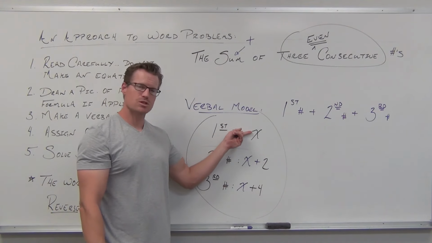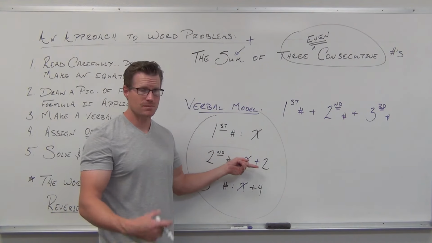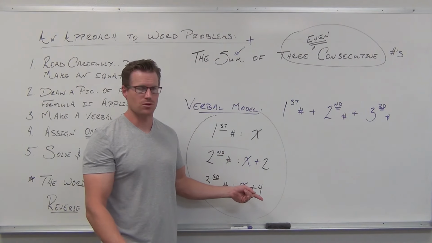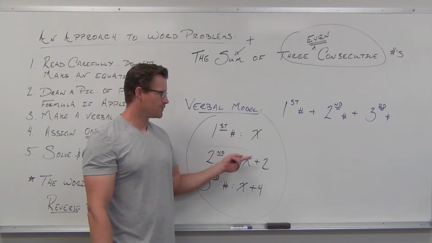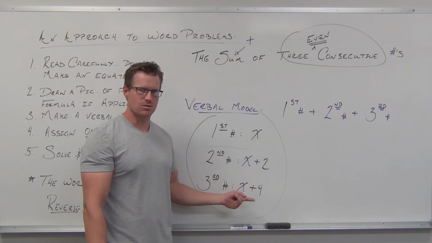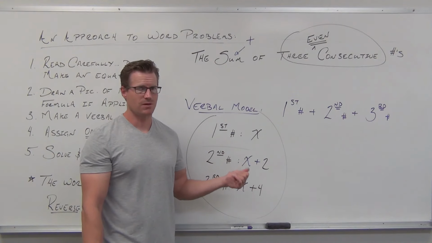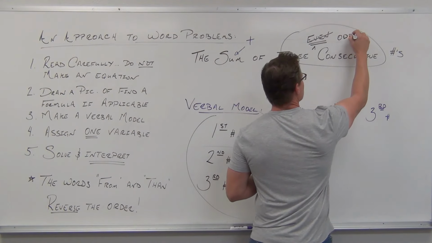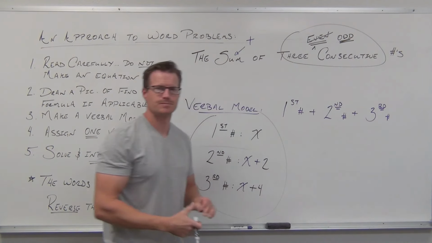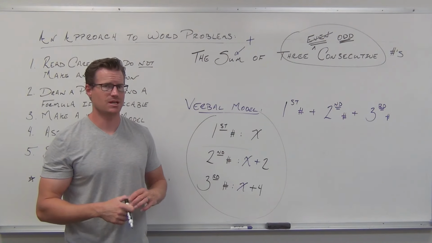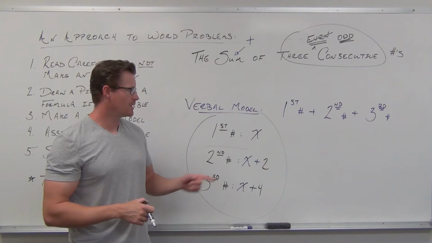So whatever number you start with, you'd add 2 to get the next even integer, and you'd add 4 to get the next one after that, the third one. So 12, 14, 16, -4, -2, 0. This is three consecutive even integers. Now here's a brain buster. What if I change this to odd? Three consecutive odd integers.